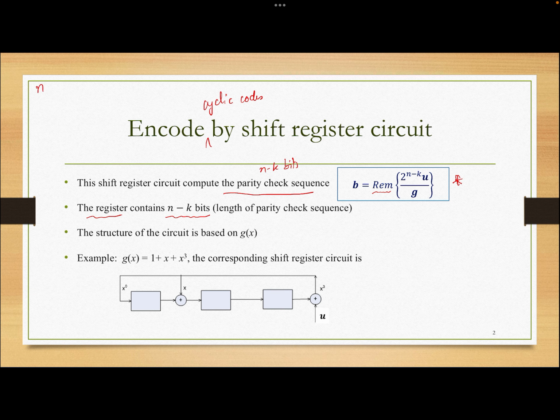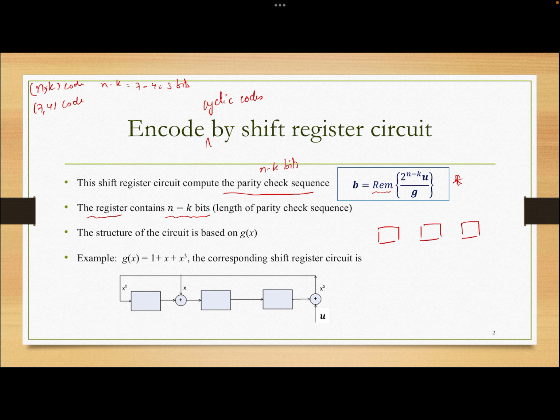For example, if you have an (n, k) code, say a (7,4) code, then n minus k equals 7 minus 4 equals 3 bits. So you must have a shift register of 3 bits. One register will contain 1 bit, so we have 3 blocks of registers here. Basically, it is a flip-flop, from digital logic design, which can be a D flip-flop or JK flip-flop.